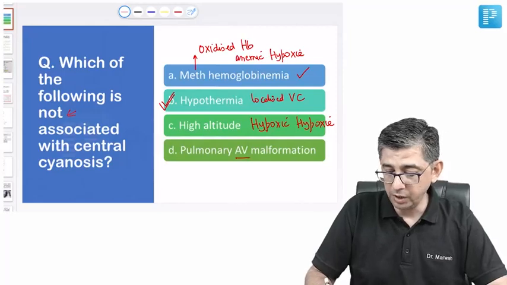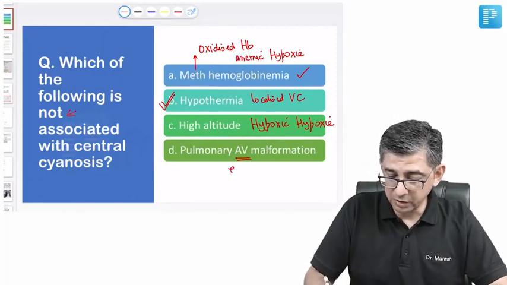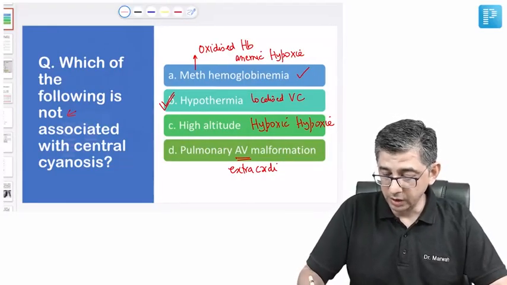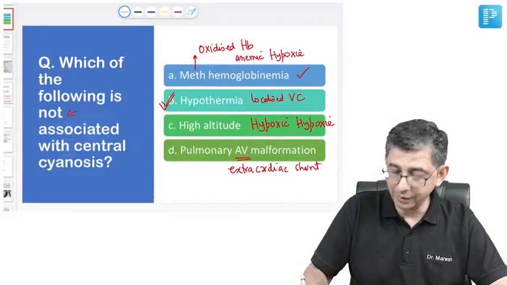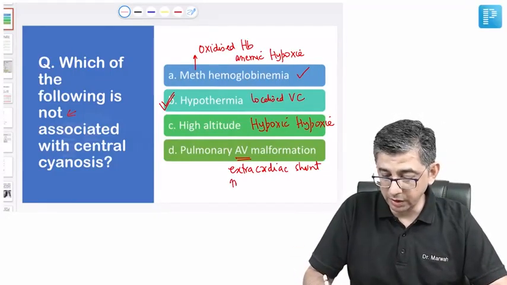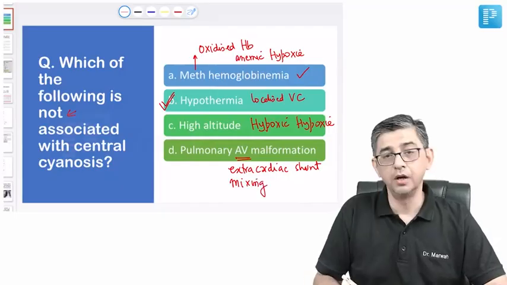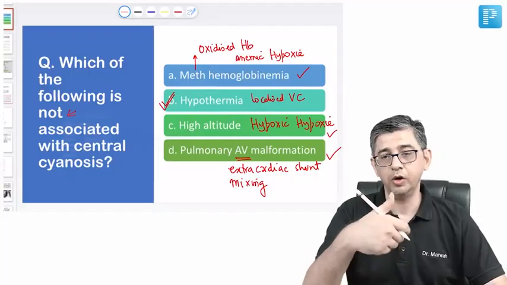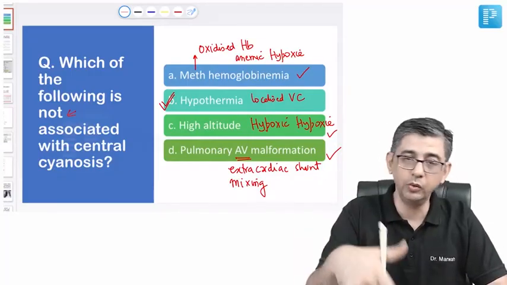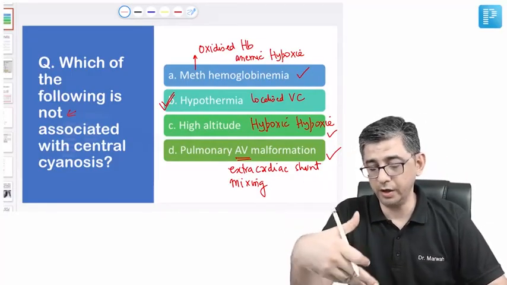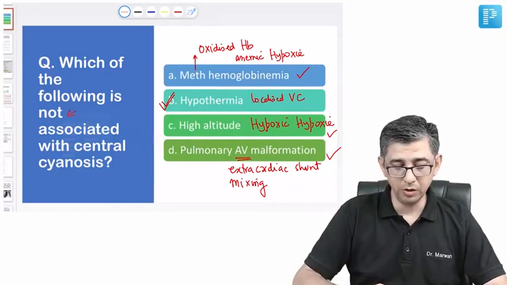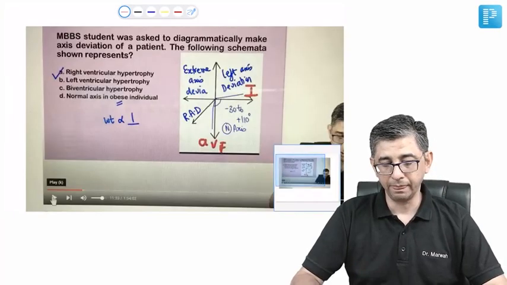And when I look at pulmonary AV malformations, this will be an extra cardiac shunt. Normally we read about right to left shunt in the heart, we read about mixing of blood. Here also there is a mixing of the blood occurring, but it is not occurring in the heart, it is outside, because arterial blood and venous blood are mixing. So that will again explain the central cyanosis in the patient. So option A, because of anemic hypoxia, option C due to hypoxic hypoxia, option D due to extra cardiac mixing would be explaining the central cyanosis component, but hypothermia would be a cause of peripheral cyanosis.